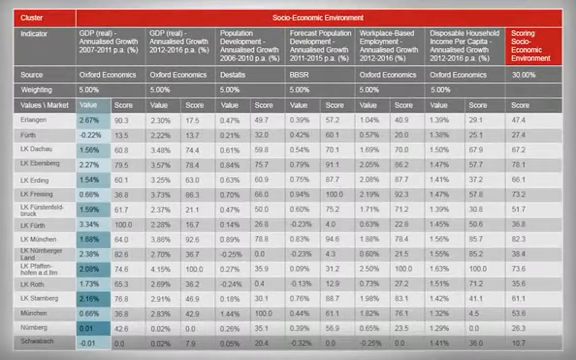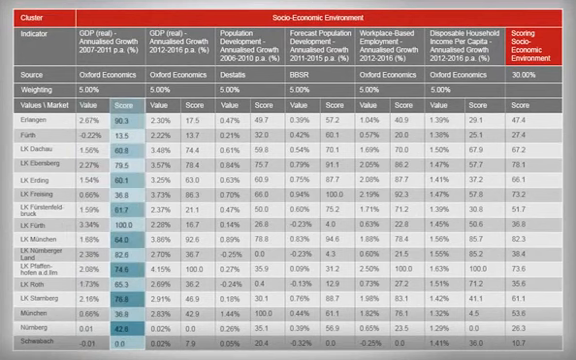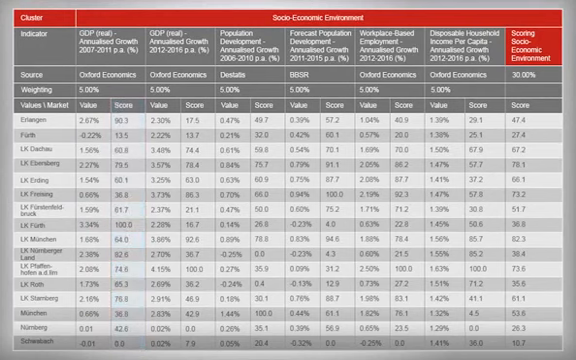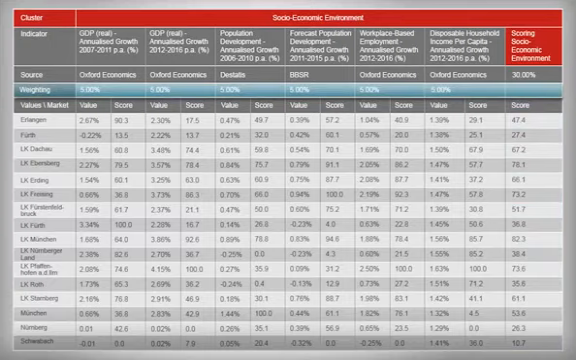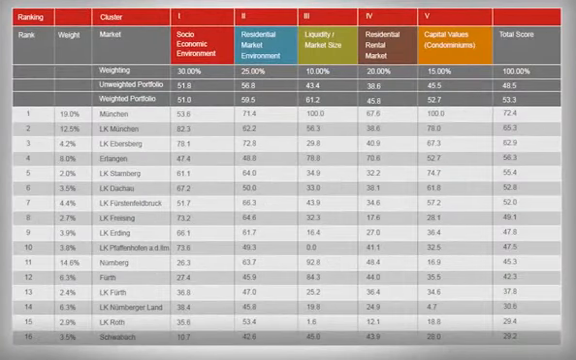The performance values have been calculated for each indicator, time frame and for every market. By definition, the best value always gets an indicator score of 100, the worst a score of 0. For each cluster, a score has been calculated using the indicator scores and their respective weightings. All cluster scores have then been calculated to an overall score for each market. All markets are now ranked based on their total scores.